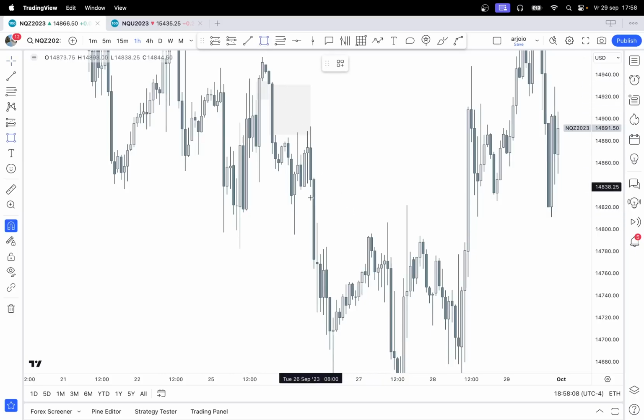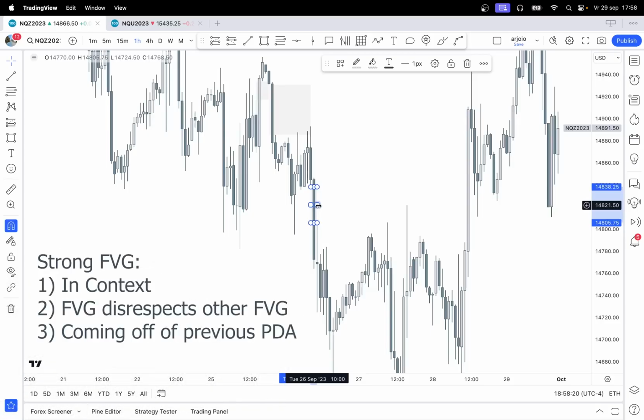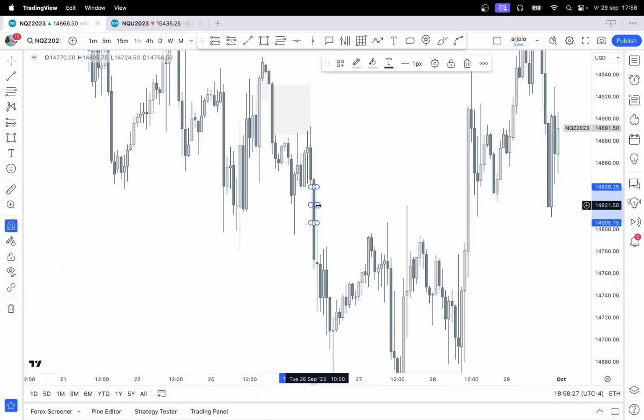We are creating a new fair value gap off of that. So what usually happens? The 3rd rule. When price is creating a new fair value gap off of the previous fair value gaps, that is high probability. Remember the order blocks, what we talked about? When a new order block is created off of a previous PD array, that is a high probability order block. The same for your fair value gaps. The fair value gap being created off of a previous fair value gap sitting right there.